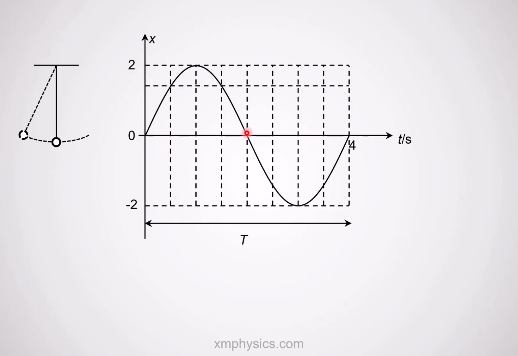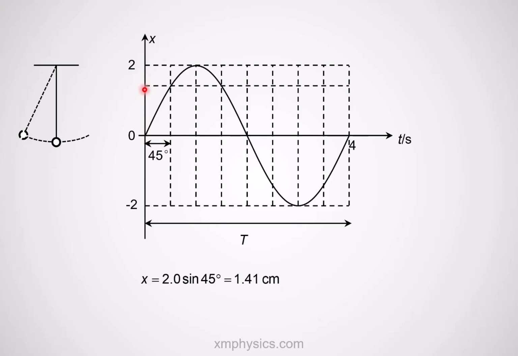So remember, one complete cycle is 360 degrees. So this is 180 degrees. This is 90 degrees, which means this must be 45 degrees. Since this graph is the sine function, we can calculate this displacement by taking 2.0 times sine 45 degrees. So this 1.41 cm is the distance from the equilibrium position to this displacement here.